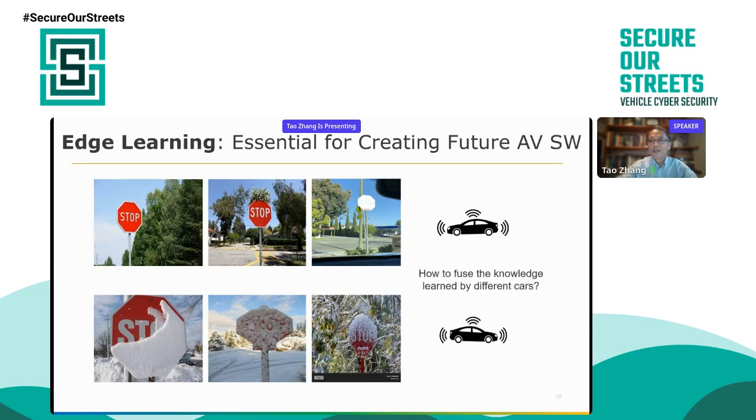You have the cars learn what they can see. You don't have to have every car go everywhere, and they can even continue to learn as they are used. And then you figure out a machine learning method to fuse the knowledge learned by different cars. And this fusion of knowledge could be done by a combination of edge computing systems and cloud systems.